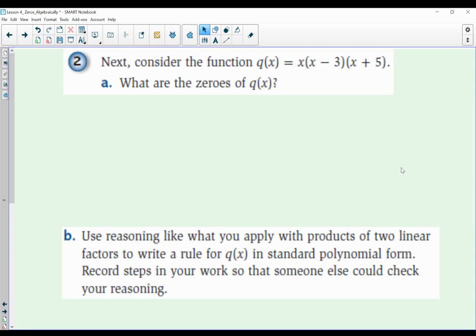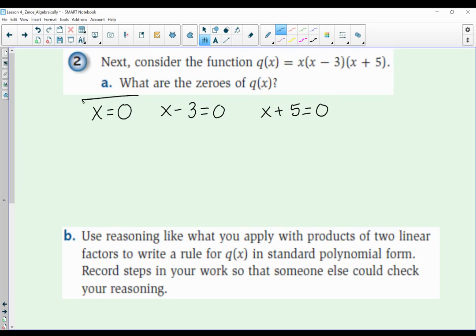All right, so here it says, consider the function q of x is equal to x times x minus 3 times x plus 5. And it's asking what are the zeros. So we saw yesterday how we find the zeros, especially when it's already in factored form. So I'm going to set each of these equal to 0. x equals 0, x minus 3 equals 0, and x plus 5 equals 0.